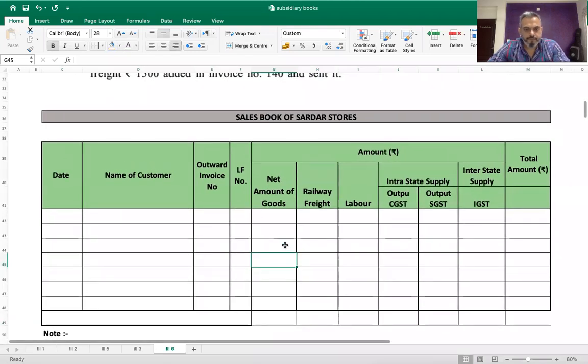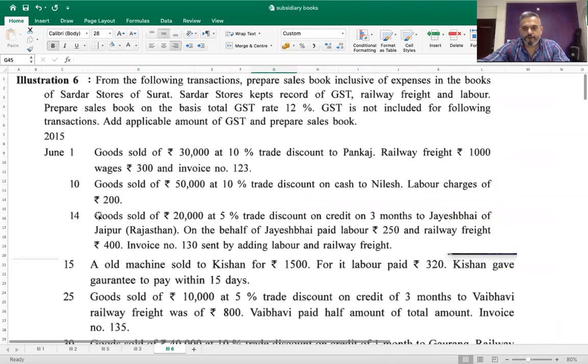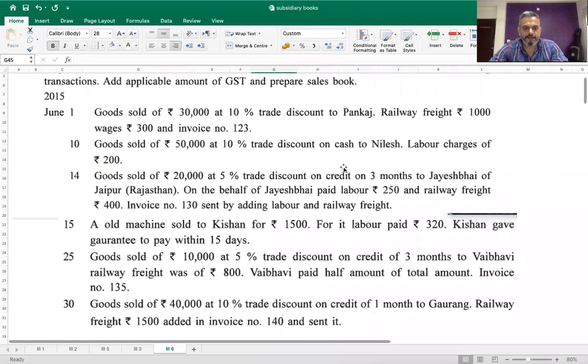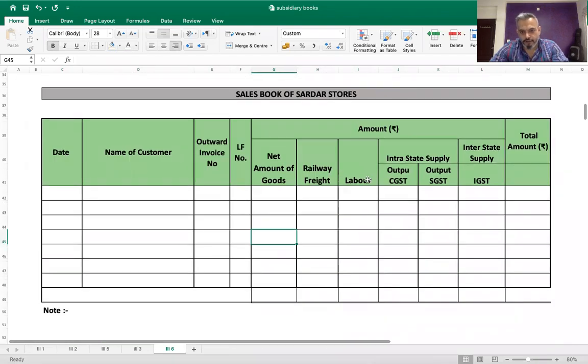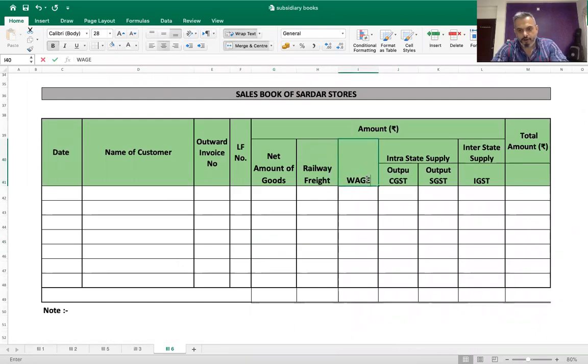Now, let's go to the first transaction. Goods sold of 30,000 at 10% trade discount to Pankaj. Railway freight 1,000 and wages 300. Now over here, either you can write labor or you can also write wages. In the textbook it is written labor, but you can write wages also. I'll write wages, I find it more appropriate.